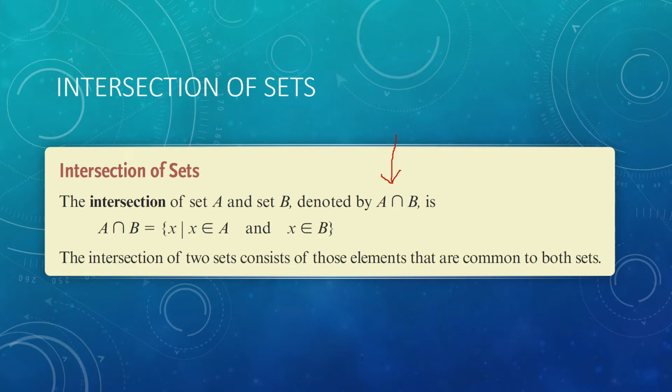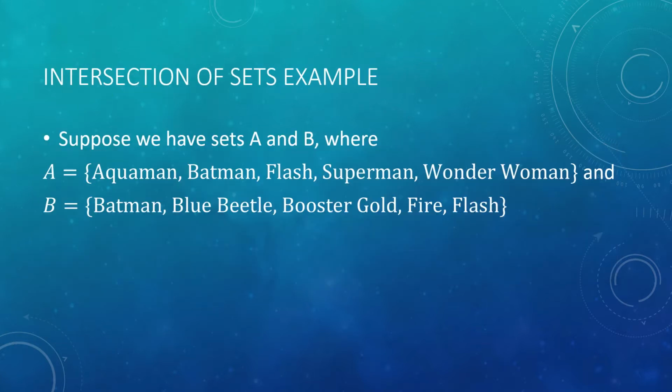It has this kind of complicated set builder notation formula. It says it's all of the x's such that x is an element of A and x is an element of B. So basically, it consists of those elements that are common to both sets. Anything they have in common is going to be in the intersection. So pretty simple. You just look at the sets and see what they have in common, and that is the intersection.